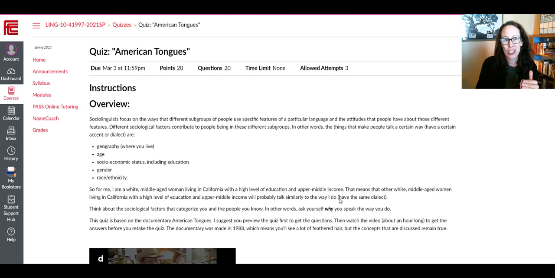My suggestion here: you do have 3 attempts. I don't think that you're going to have too much trouble finding the answers, but because there are 20 questions, quite a few, look at the questions first, and maybe even try to have them in front of you as you're watching, if that's possible at all, just to make it easier on yourself.